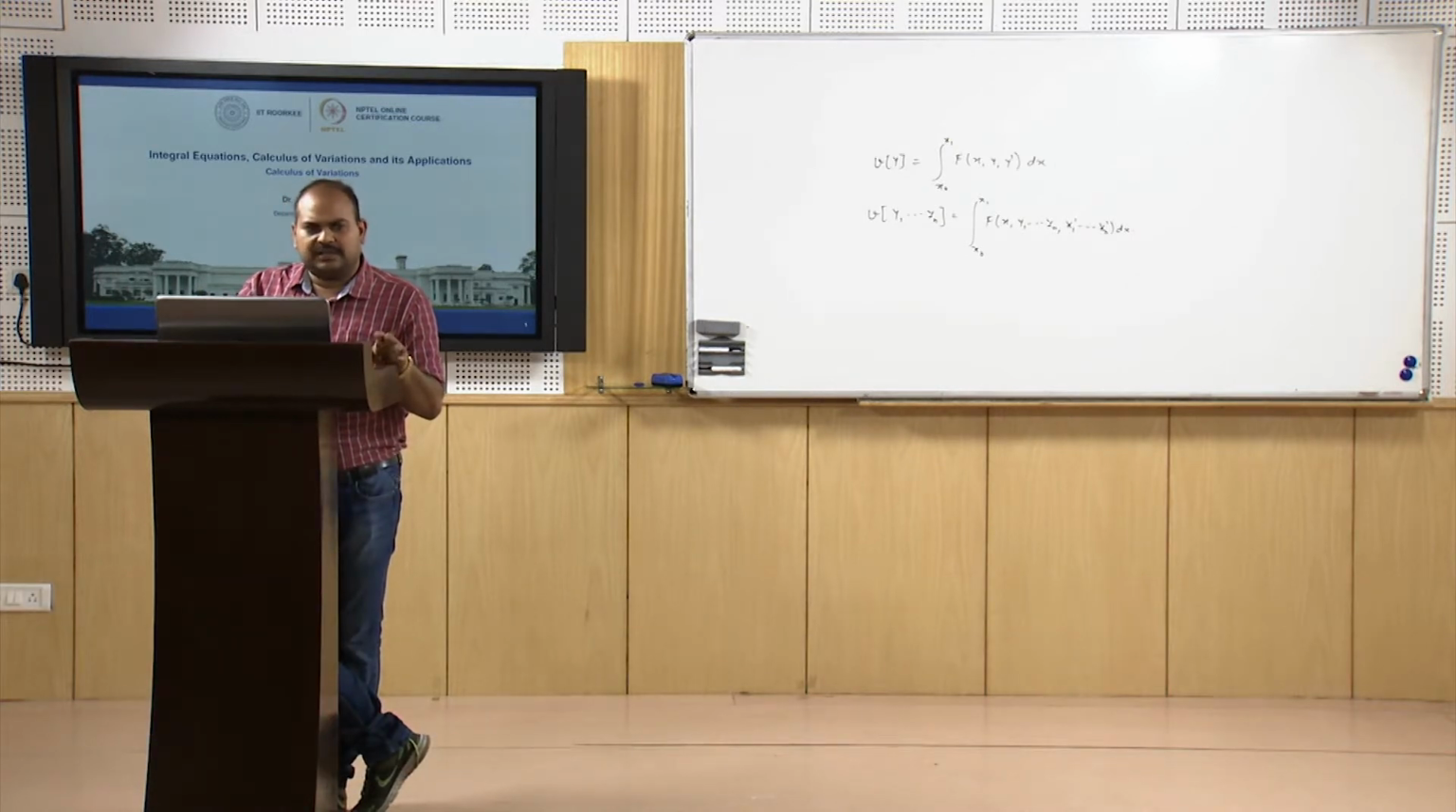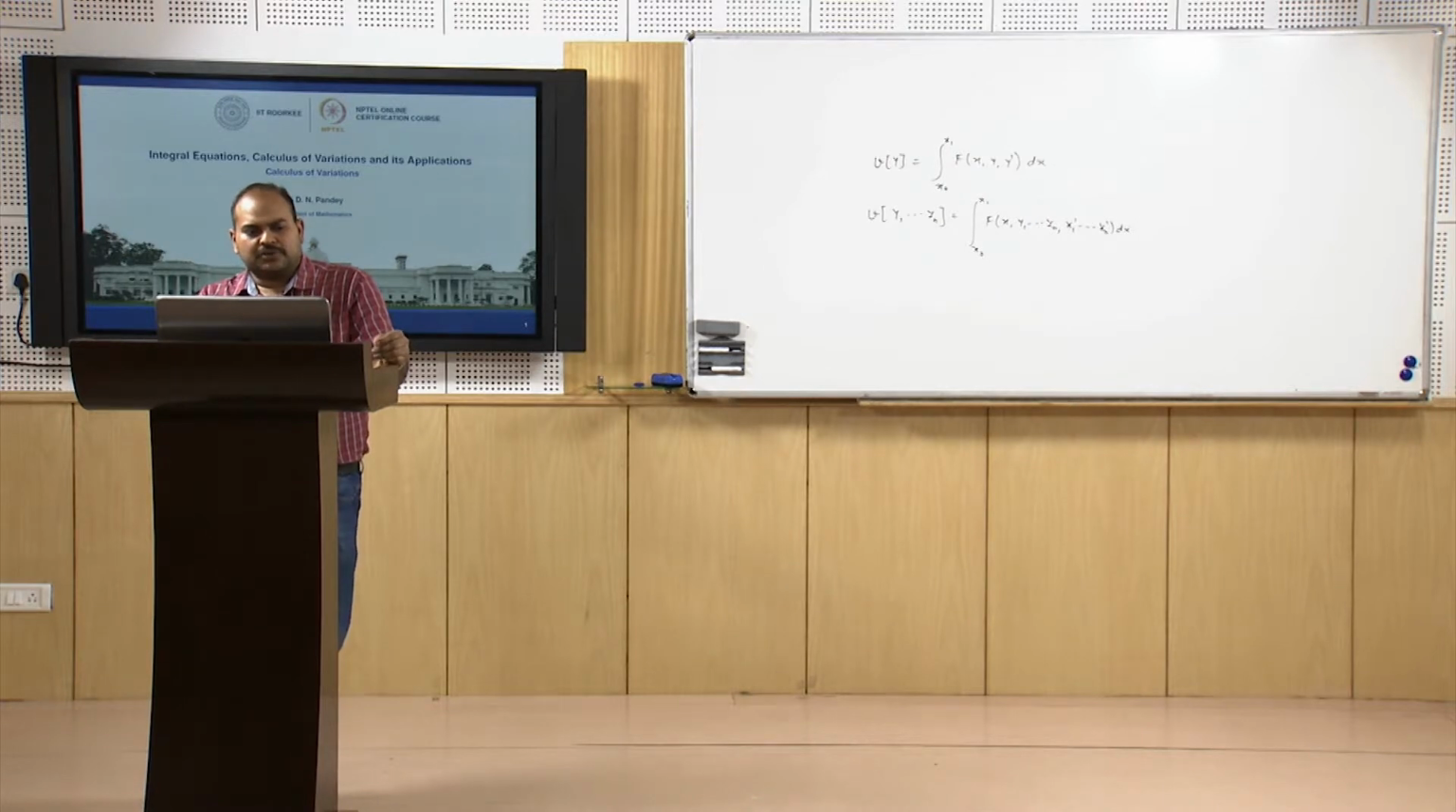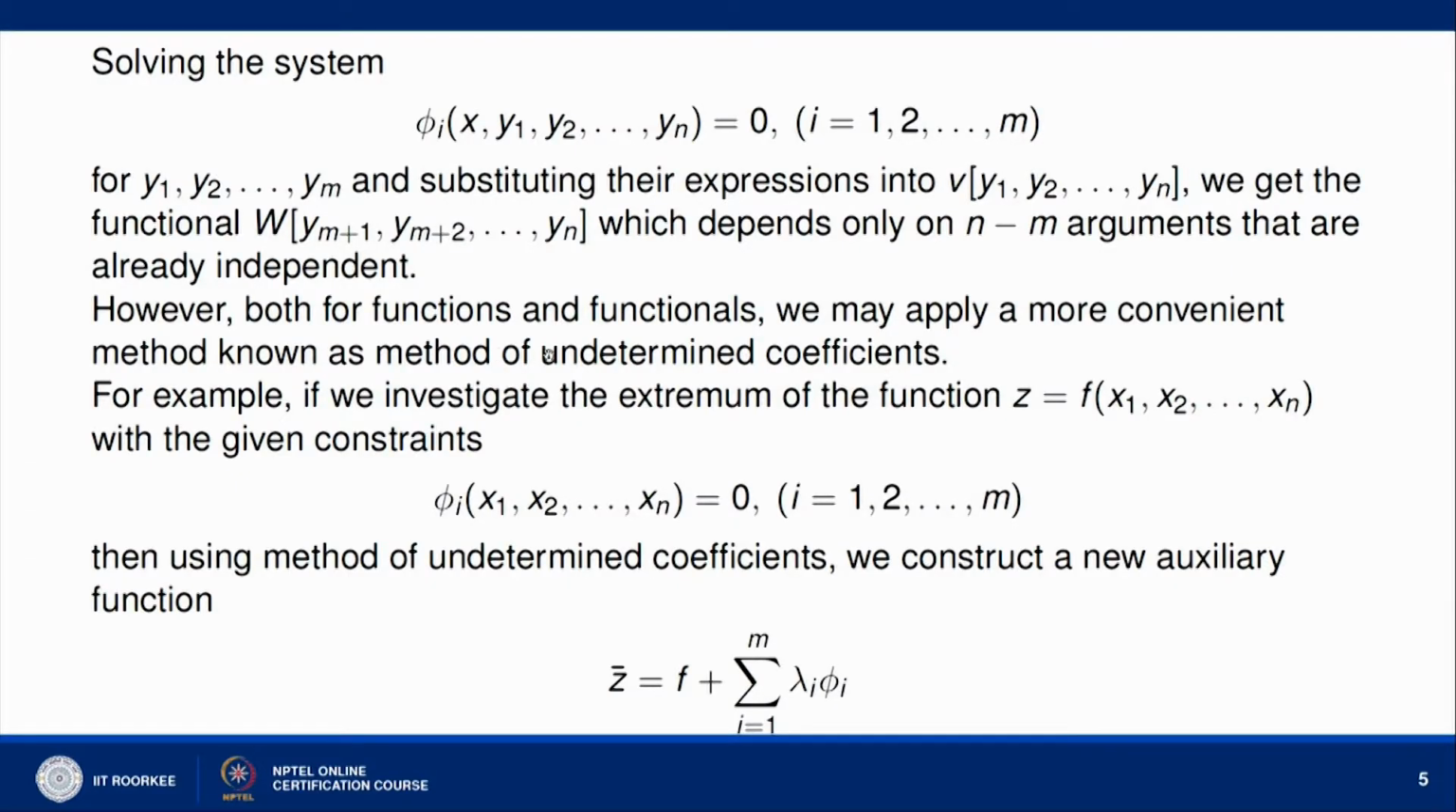But in this lecture we try to discuss a new, more convenient approach, that is the method of undetermined coefficients. To apply the method of undetermined coefficients, let us first discuss the case of calculus, and then we will discuss the case for functionals. Here we want to investigate the extremum of the function z equal to f of x1 to xn with the constraints phi i, where i is from 1 to m.